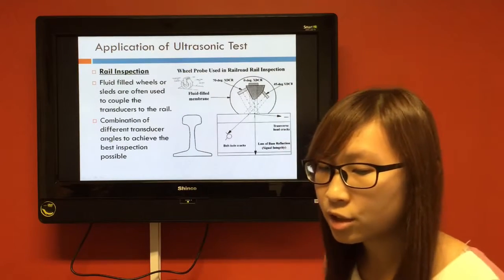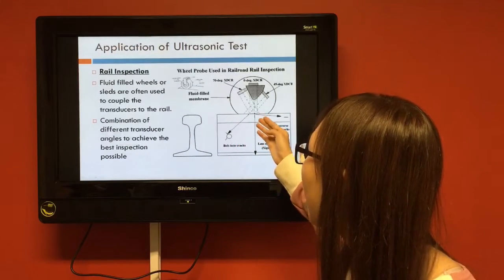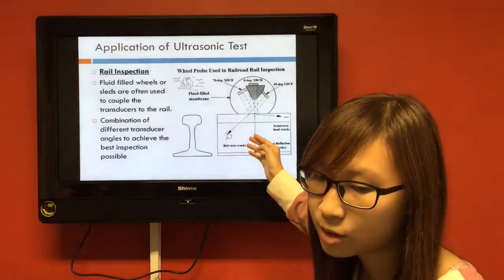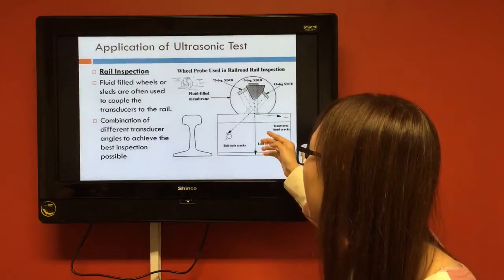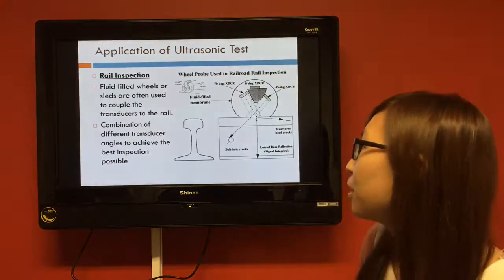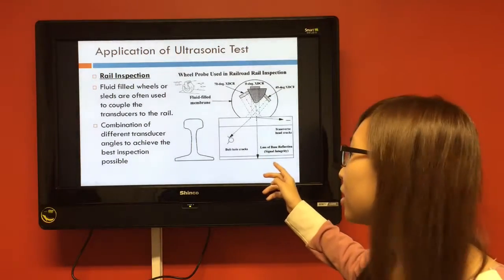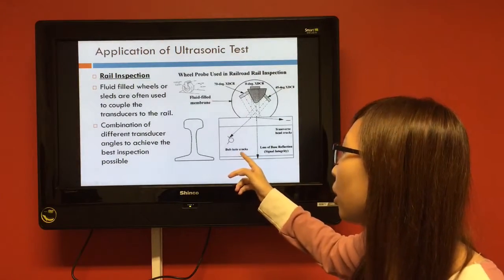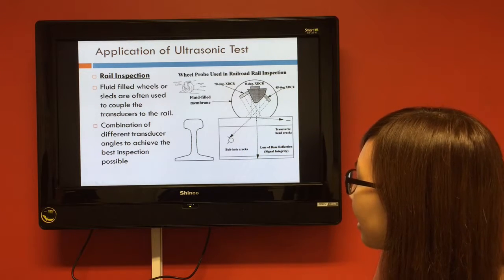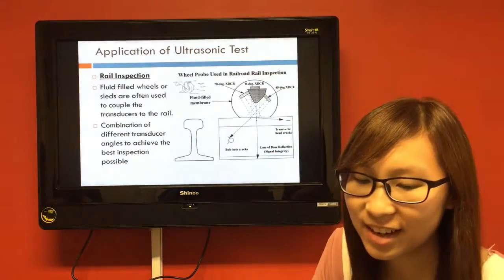This is showing how the RSU is used, and you can see that there are a few ultrasonic waves produced at different angles, which can test different defects. For example, it can test the thickness of the material and also bolt hole cracks. Also, it can detect some defects such as head cracks.